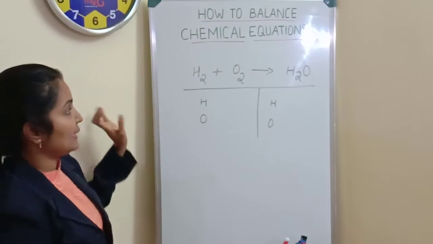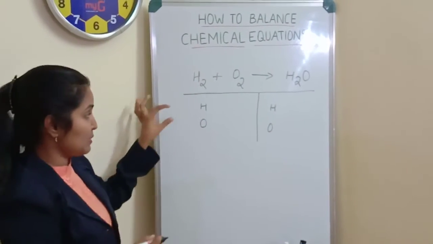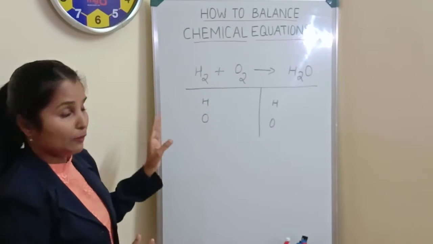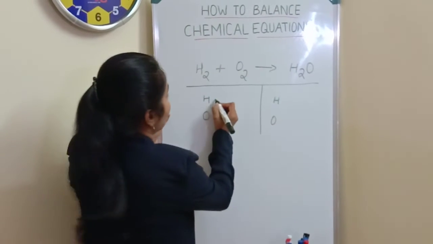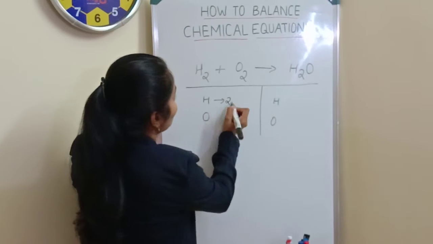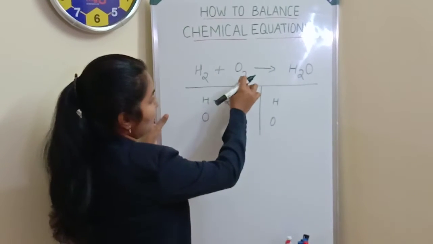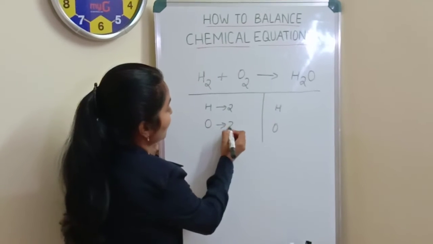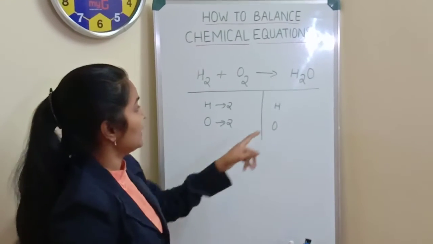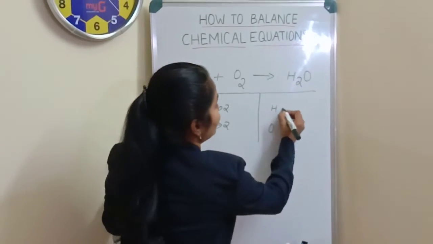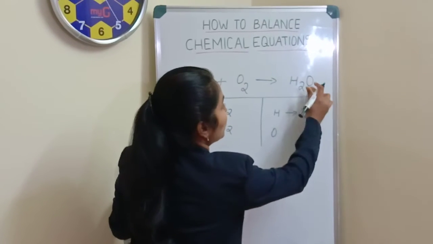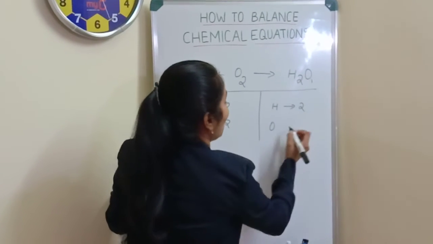So here we'll see the count. We'll count the number of atoms present for each type of atom. See here, hydrogen we have 2 here and the coefficient is 1. Now here oxygen also we have 2, and the coefficient is 1. And now here hydrogen we have 2 and oxygen we have only 1.